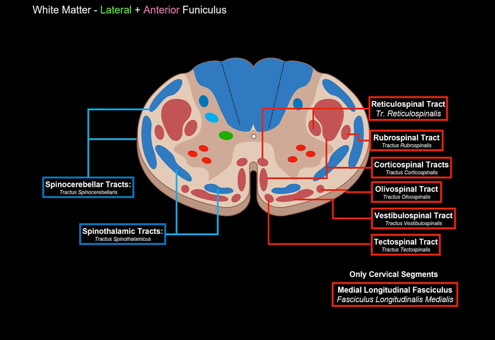Then lastly, there's the medial longitudinal fascicle located in the anterior funiculus, only in the cervical segments, which coordinates involuntary movements of the head and neck and eyes through synapses between the cranial nerves. And they're also going to synapse with the motor nuclei of the gray matter as well. So that was all I had for the gray matter and the white matter of the spinal cord.